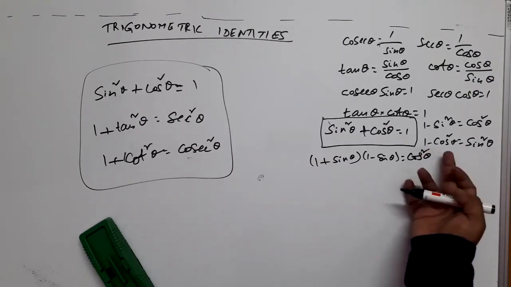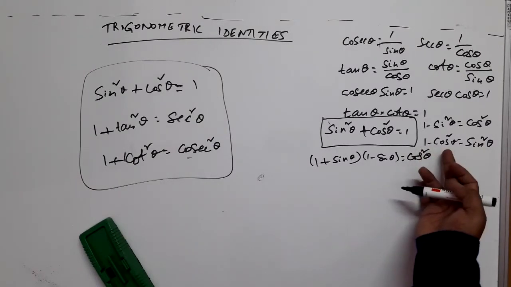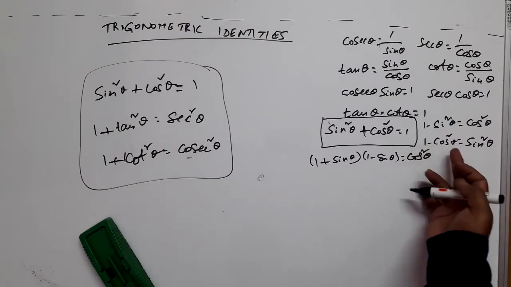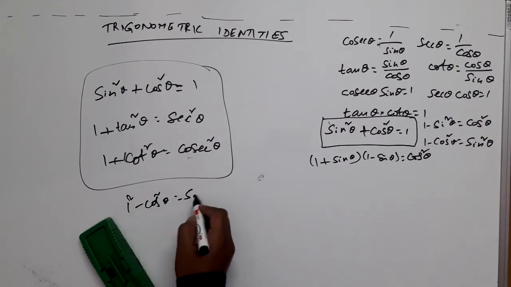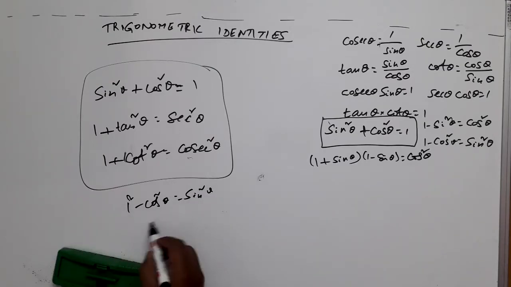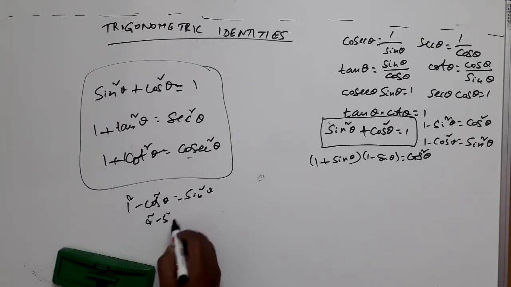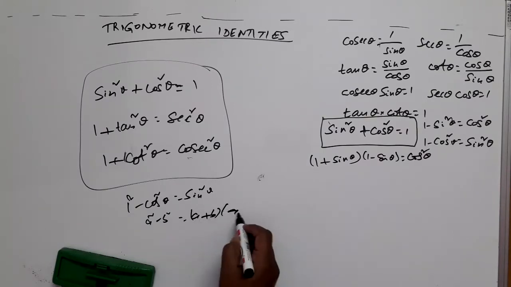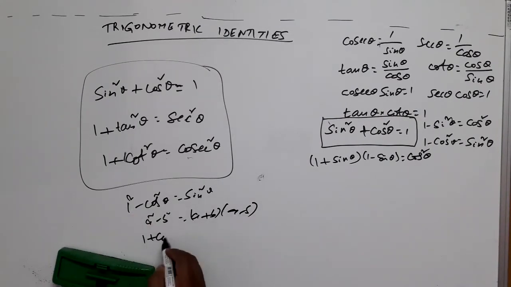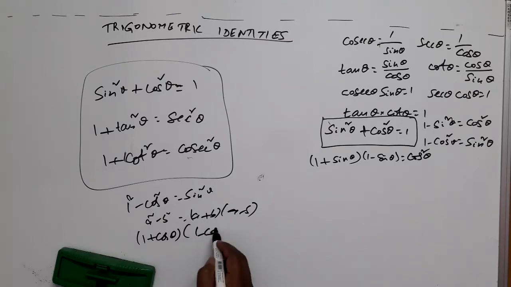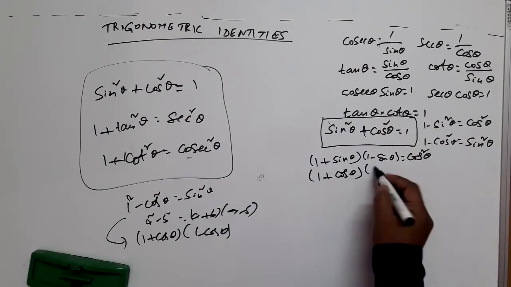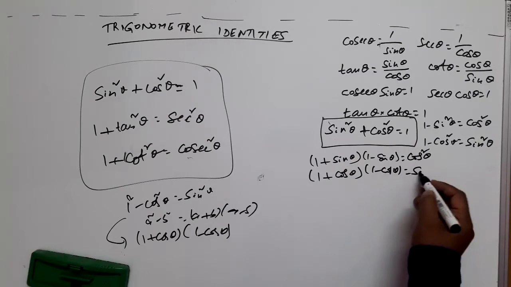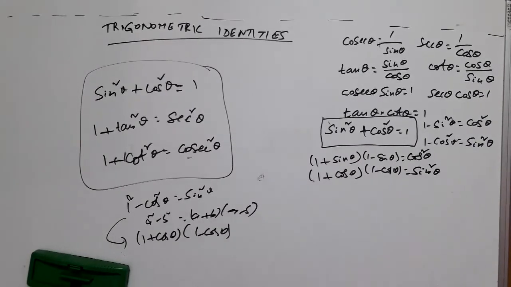In the same way, this also I am able to see that this is 1 square minus cos square theta. That is 1 square minus cos square theta is sin square theta, right? This is of the form a square minus b square. A square minus b square can be written as a plus b multiplied by a minus b. So this is 1 plus cos theta multiplied by 1 minus cos theta. I can write like this, right? So 1 plus cos theta multiplied by 1 minus cos theta is sin square theta. I can have this relation also, right?